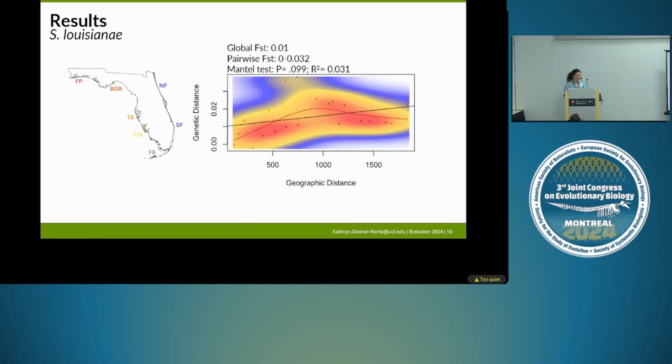Louisiana had the least amount of genetic differentiation between locations, and global FST was 0.01, and pairwise FST values ranged from 0 to 0.032. And unlike the other two species, FST did not increase with distance, and instead remained fairly consistent between the two locations. This was confirmed by the Mantel test, which showed that the mean pairwise FST values were not significantly correlated with geographic distance.